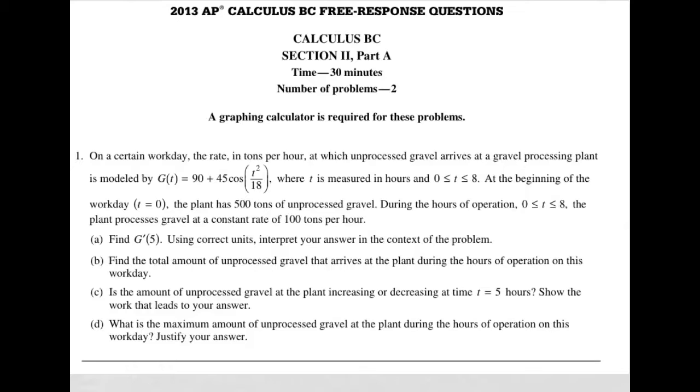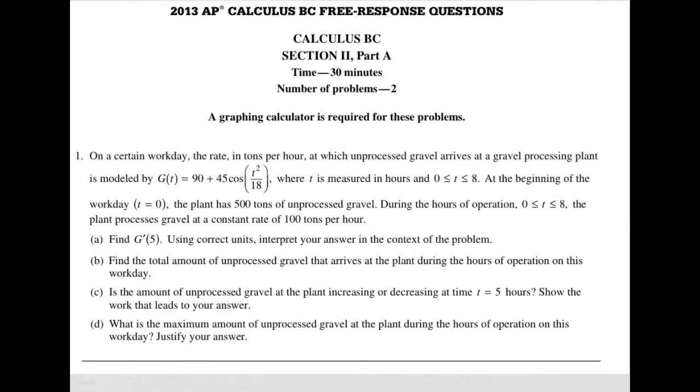On a certain workday, the rate in tons per hour at which unprocessed gravel arrives at a gravel processing plant is modeled by G of T, where T is measured in hours. This is a rate problem. Okay, so this is a rate. 0 to 8. Okay, well, seems familiar. At the beginning of the workday, T equals 0. Okay, great. The plant has 500 tons of unprocessed gravel.